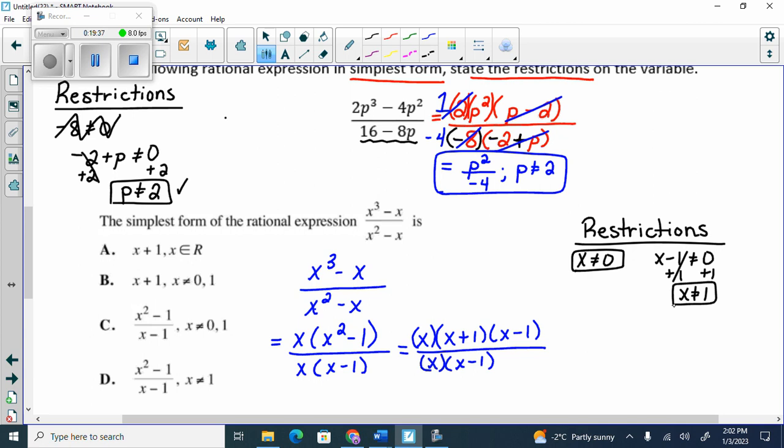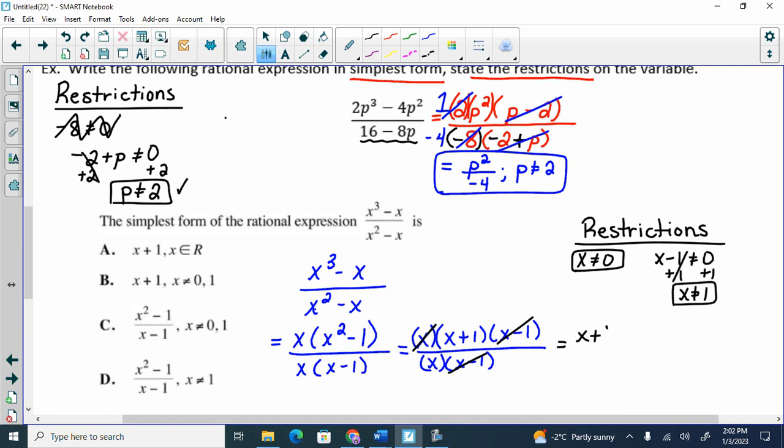Okay. Now the x and the x cancel. The x plus 1 does not cancel. That's an oopsie on my behalf. Let me get that out of the way. x minus 1's cancel, sorry. And then I'm left with x plus 1 over 1.